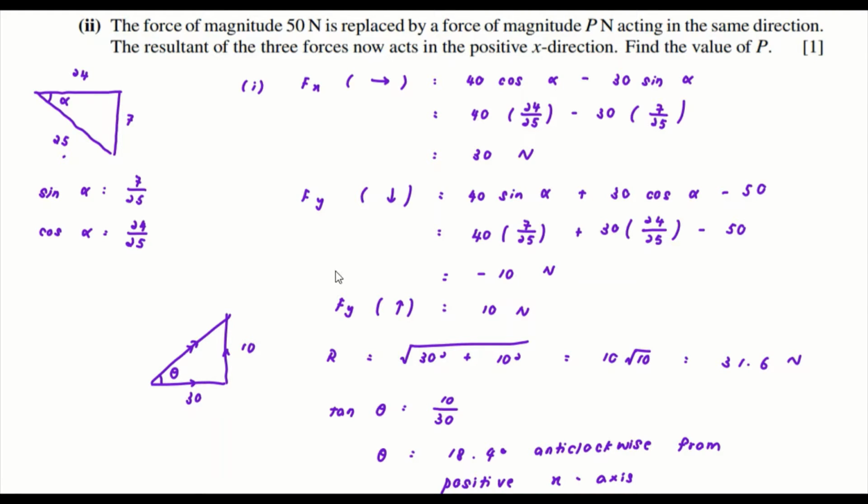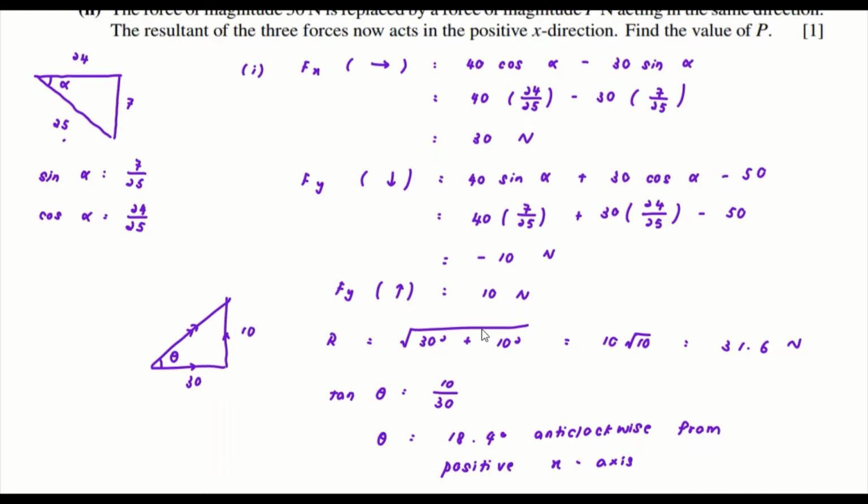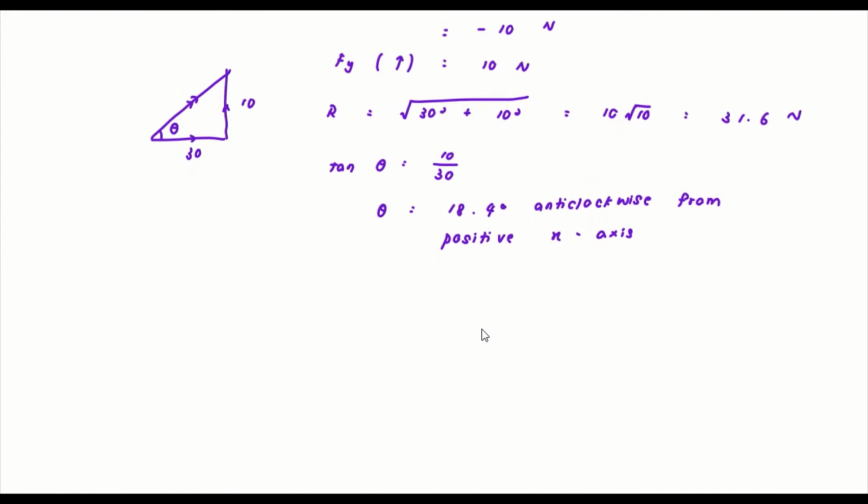So now you want your resultant component y to be 0. What is the value that you minus and get 0? You want to use 50 to minus out the extra 10 that you have. So in this case, your P is going to be 50 minus 10, the extra 10 you have. So that's why it's 40 Newton.